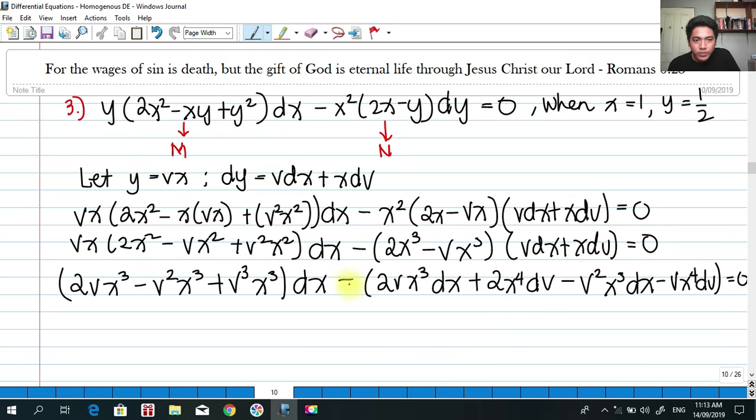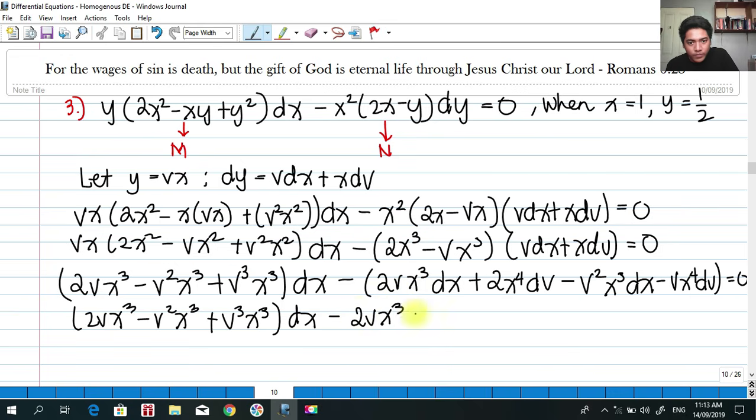If I'm going to distribute the negative sign here, let me just copy this first. We have this following expression for our M. If I distribute this: negative 2vx cubed dx minus 2x to the 4 plus v squared x cubed dx, I'm only distributing the negative sign, so plus vx to the 4 dv equals 0.